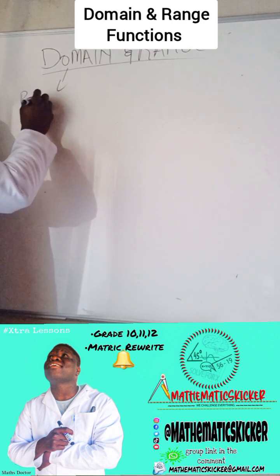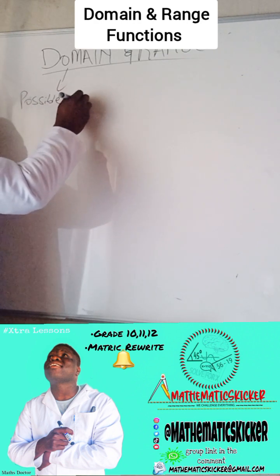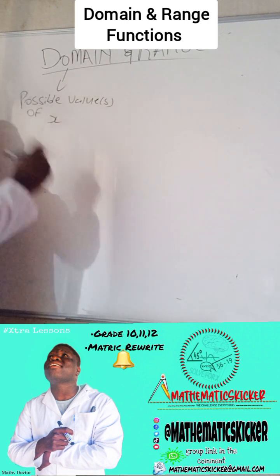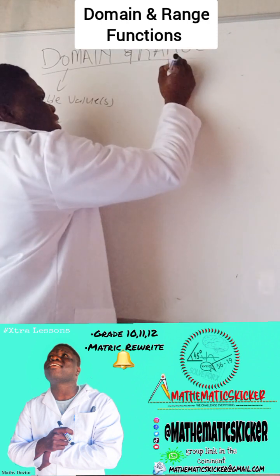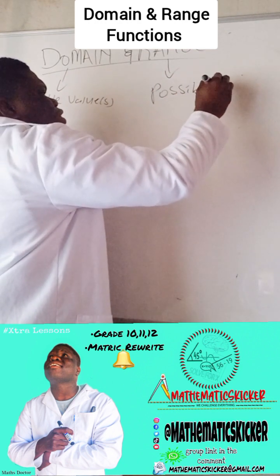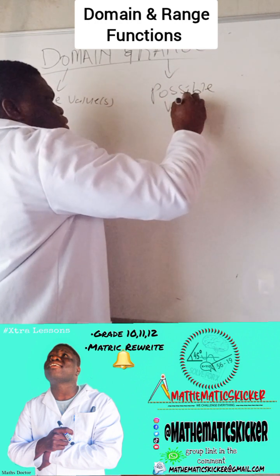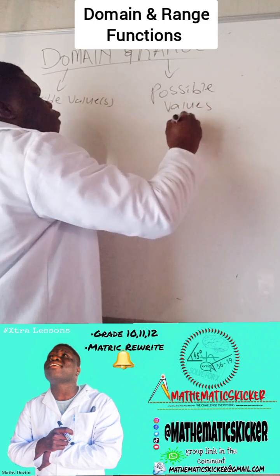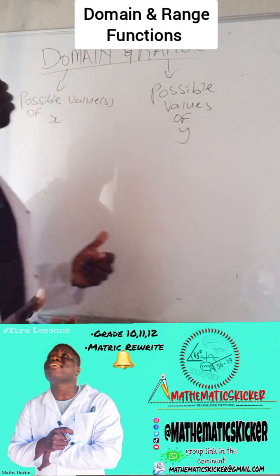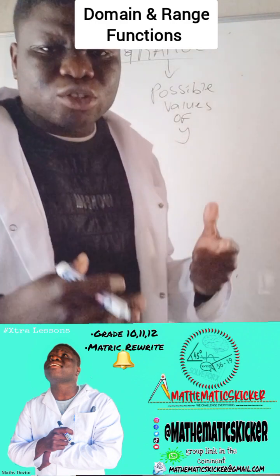The possible values of x. That is the domain. Then what is the range? The range is all possible values of y. That is the range. So the domain is all possible values of x, and the range is all possible values of y.